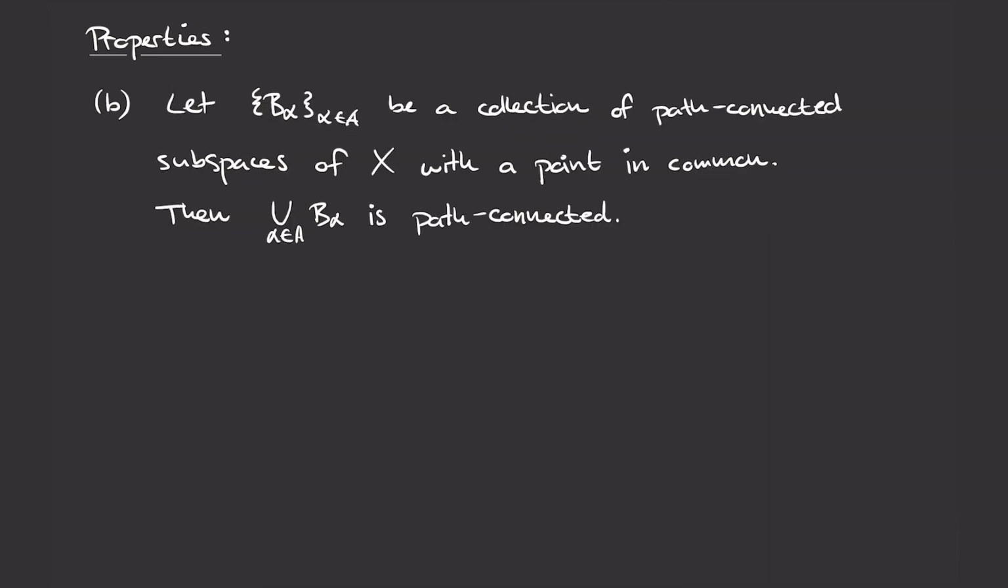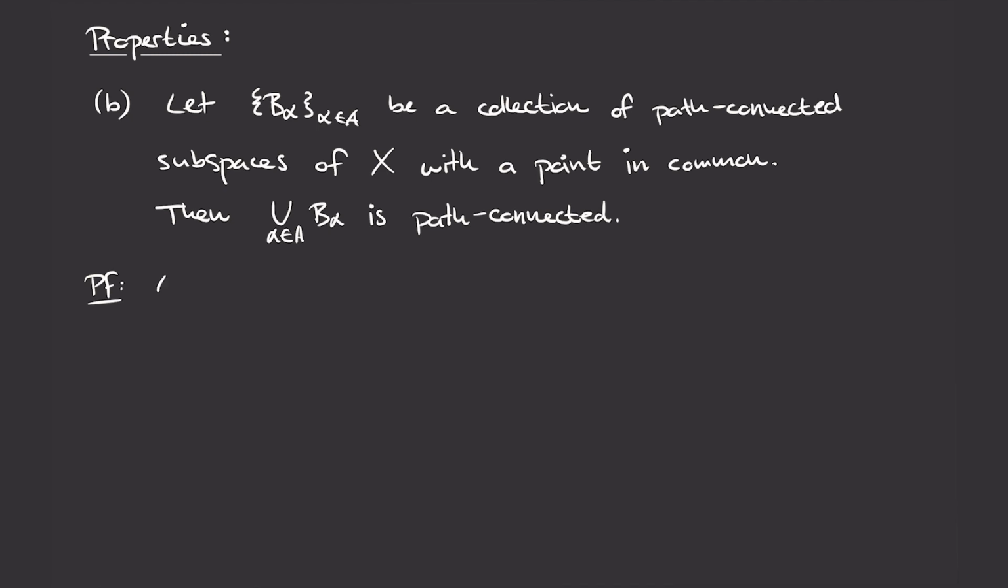The next property is something we also saw for connected spaces, and it turns out that it also holds for path-connectedness. So let B alpha be a collection of path-connected subspaces of some space X that have a point in common. Then the union of all these B alphas is also path-connected. Again, it'll turn out that the proof here for the path-connected version of this property is much more intuitive than the one for the connectedness property.